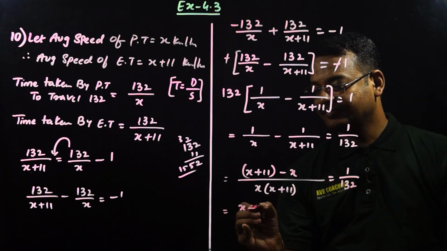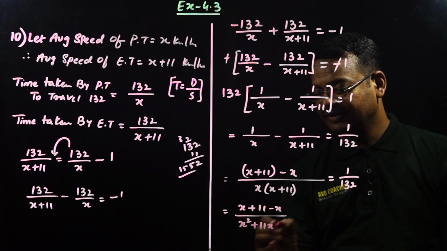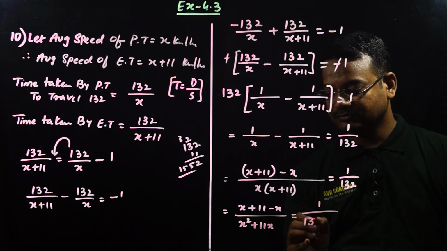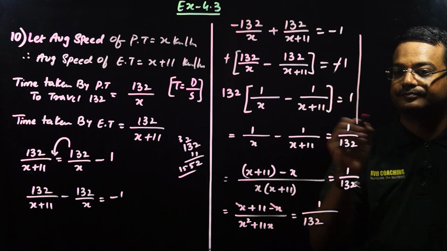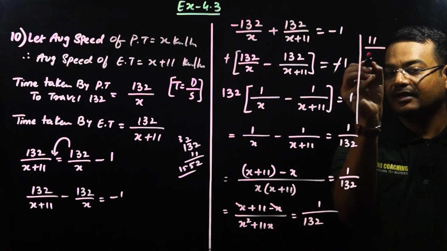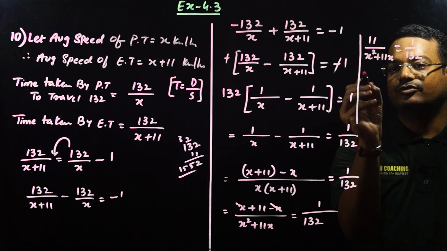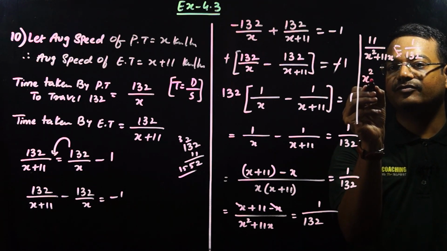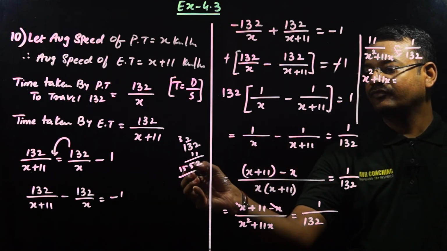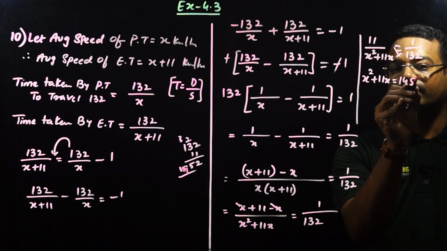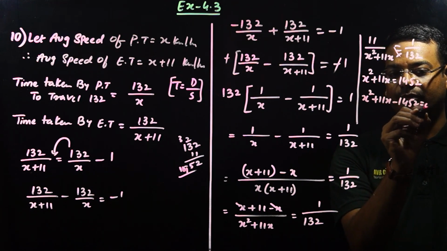So here, (x + 11) minus x is equal to 11 by (x squared plus 11x), which is equal to 1 by 132. Here x and x get cancelled, so we are left with 11 by x square plus 11x is equal to 1 by 132. So when we cross multiply, this will be x square plus 11x is equal to 11 into 132, which is 1452. So this is x square plus 11x minus 1452 equal to 0.